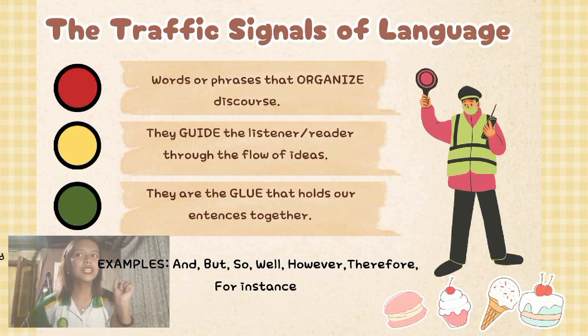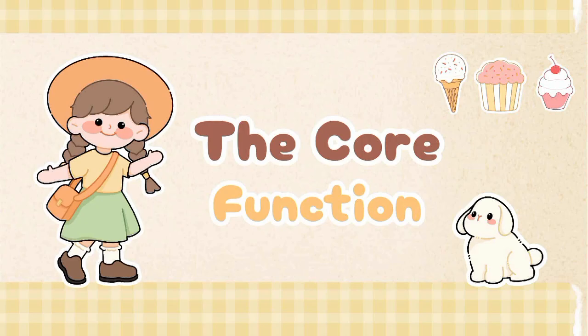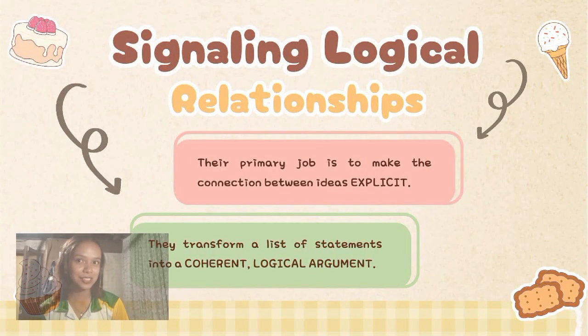Think of them as the glue that holds our sentences together. Linguists sometimes call them linking words, sentence connectors, or transitional phrases. Some classic examples that you use every day include and, so, or, well, I mean, actually, however, therefore, for instance, on the other hand. They do not add to the propositional content, but manage the structure and pragmatics of the conversation. They signal the relationship between ideas, showing how one thought connects to another.